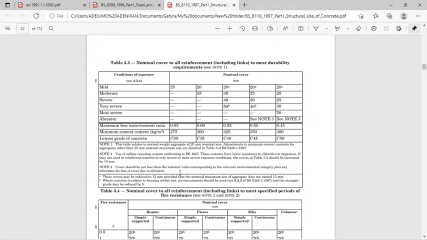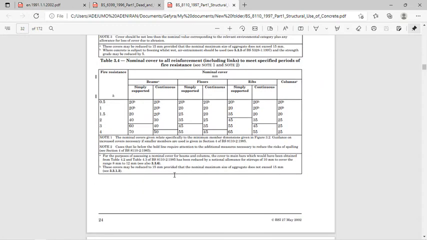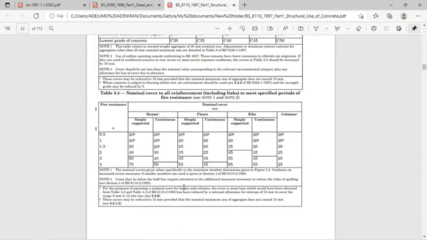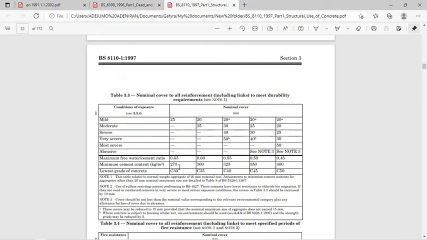And now I think there's a note somewhere that I used to see that most of these values are based on the... you can see that if you see here now, they said the minimum water cement ratio is 0.6, minimum cement content is 275 kg, lowest grade of concrete is C30.